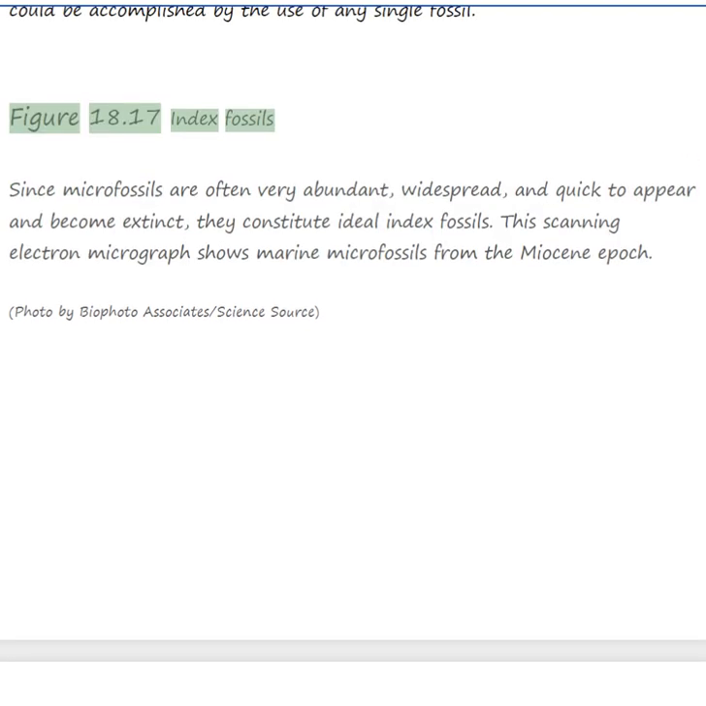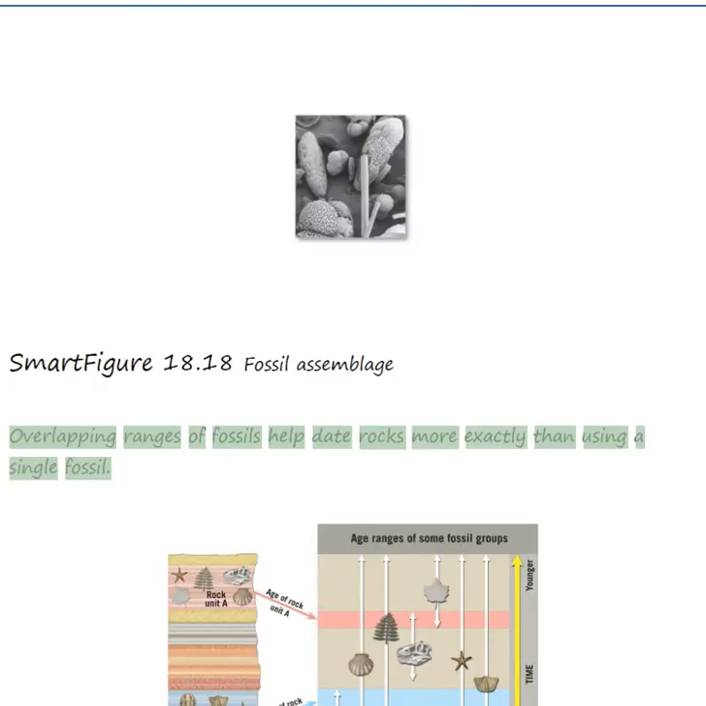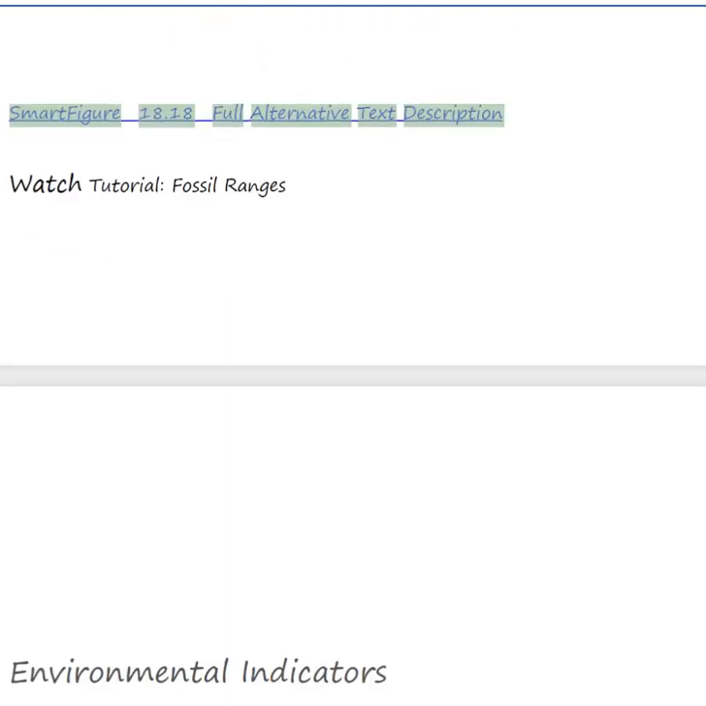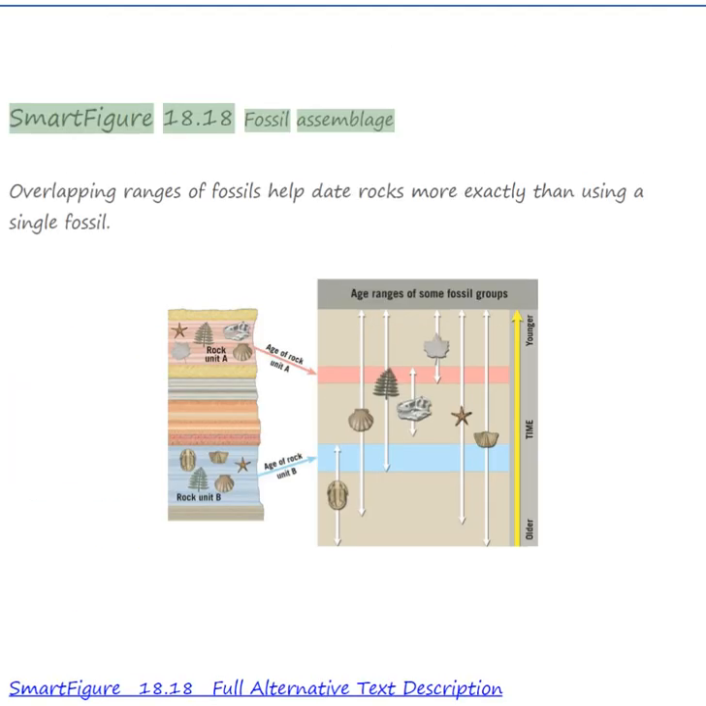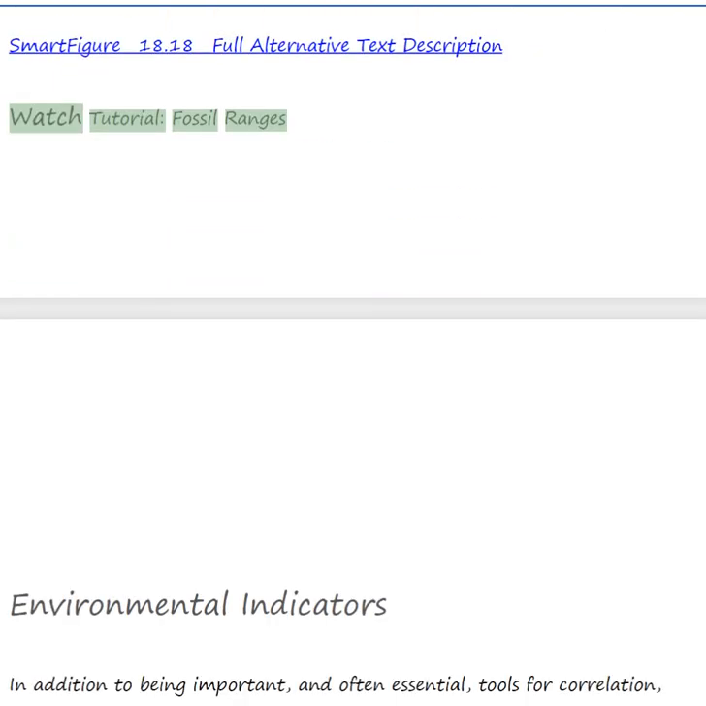Figure 18.17 Index fossils. Overlapping ranges of fossils help date rocks more exactly than using a single fossil. Smart Figure 18.18 Full alternative text description. Smart Figure 18.18 Fossil assemblage. Watch tutorial. Fossil ranges.